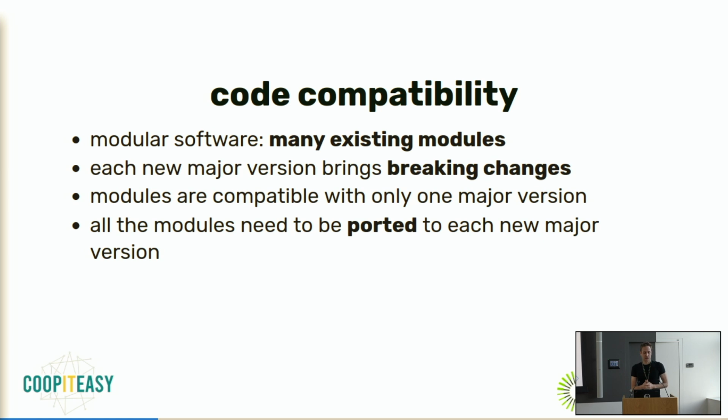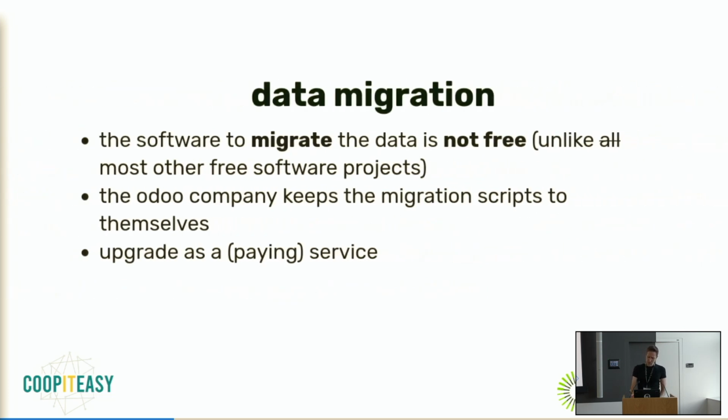So, code compatibility. Because Odoo is modular software, there are many existing modules, and each new major version brings breaking changes. And since modules are compatible with only one major version, all the modules need to be ported to each new major version, and that's a lot of work.